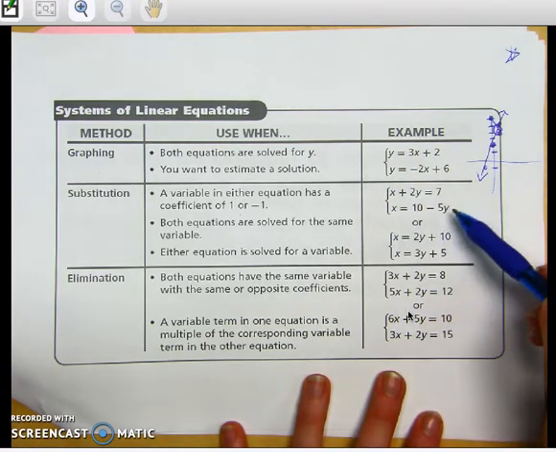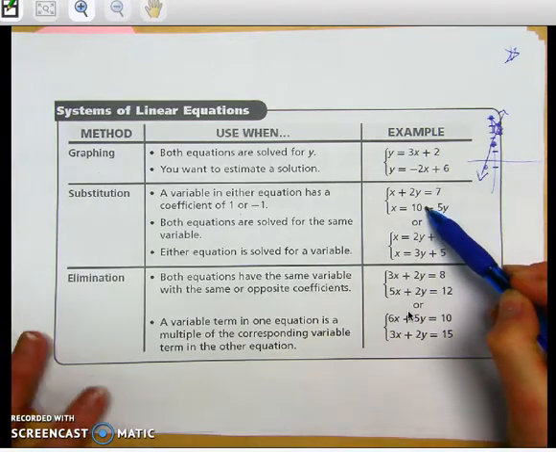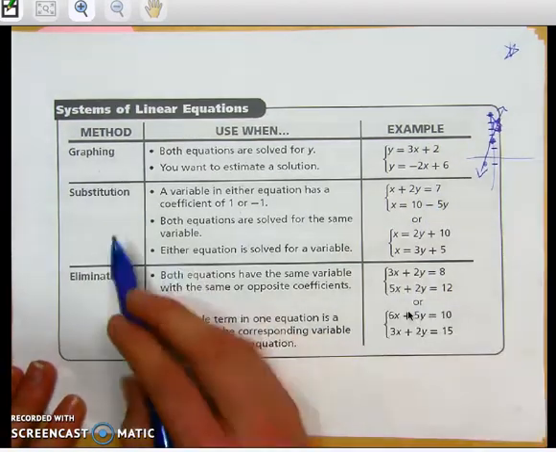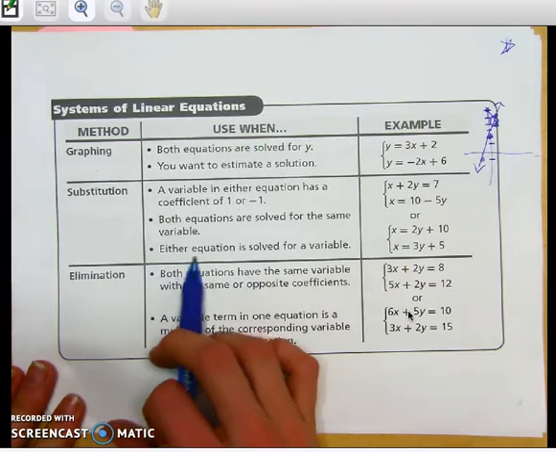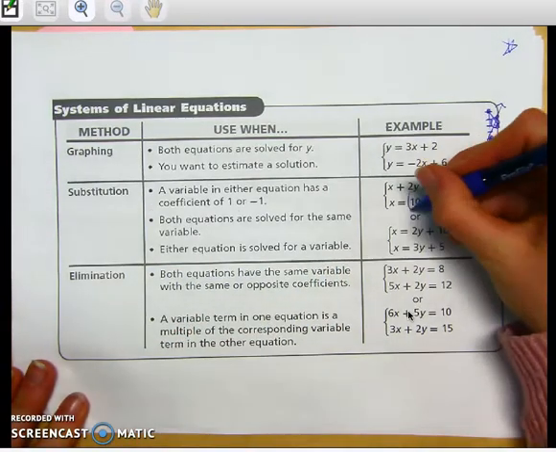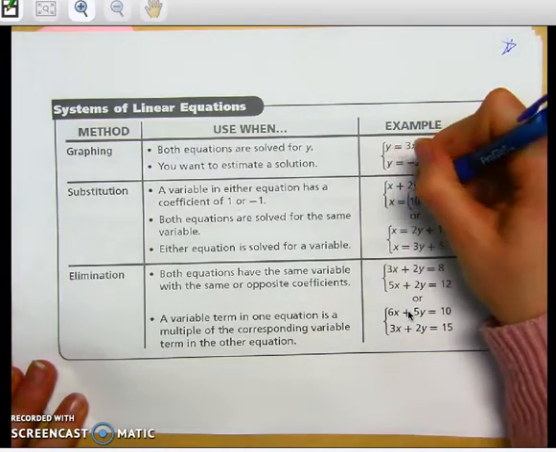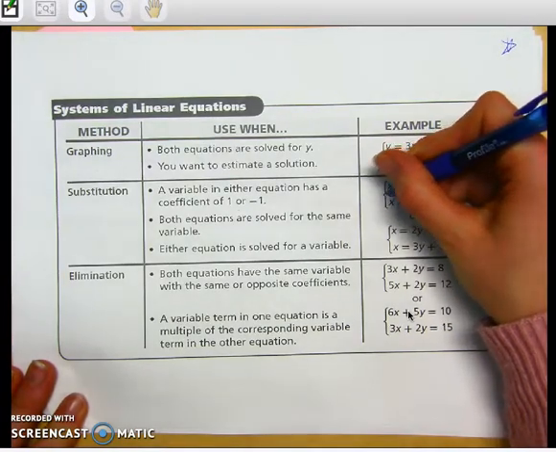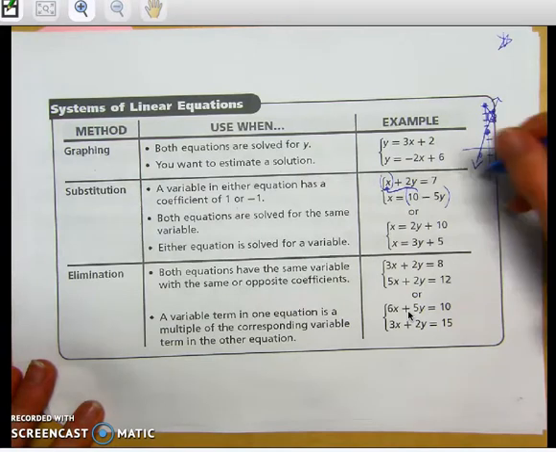Otherwise, there was another method that we learned, which was called substitution. This is especially useful when you have an equation solved for another variable. So if you look at the first example, we were solved for x, which means we could plug this expression in for x and then solve for y.